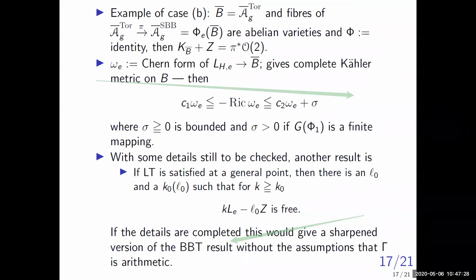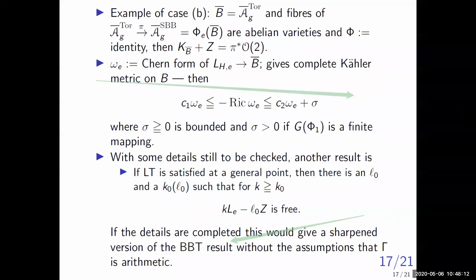The details here have to do with technical details about how the fibers of this extended period map relate to each other. If it's a smooth fibration, this theorem is proved. If it's not a smooth fibration, then you'll have a stratification where on the strata it's a smooth fibration. You need to know how those strata themselves fit together. That's the missing technical issue. If that's settled, then you get freeness of this bundle.